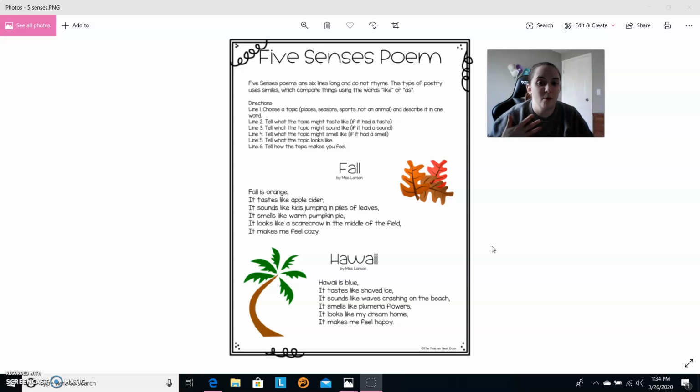They also have Hawaii. Hawaii is blue. It tastes like shaved ice. It sounds like waves crashing on the beach. It smells like plumeria flowers. It looks like a dream home. It makes me feel happy.